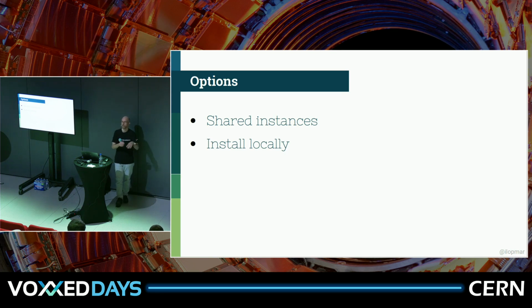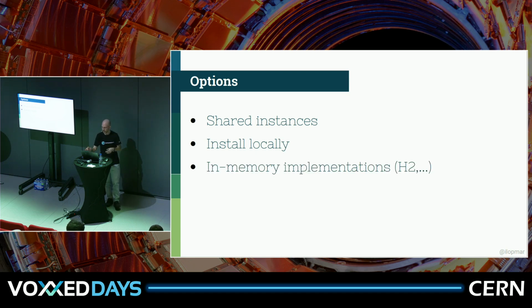But then another team came and said, yeah, but I also want to install Postgres, but I need a different version. So you need to install a different version of Postgres. You need to change the port because by default it uses the same, and it's a mess. And another approach can be, for example, talking about databases, to use in-memory implementations.